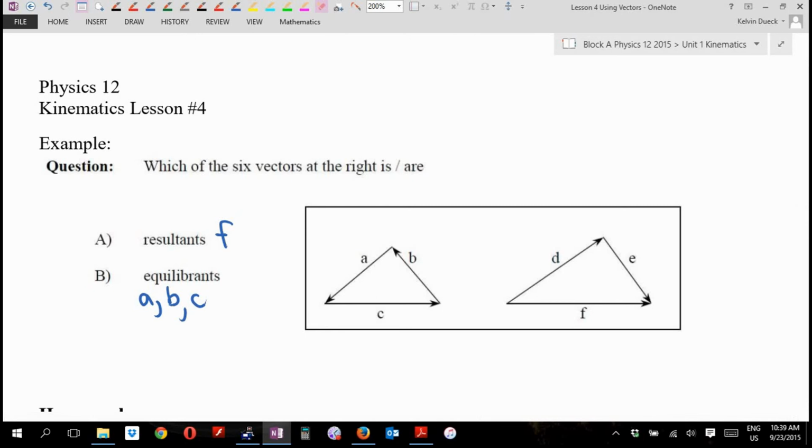A really nasty question would be, hey, which of those are subtraction questions? I think one of these might actually be the answer to a subtraction. In fact, I think vector E is vector D minus vector F, but I'd have to muck around with it for a while. I'm not going to ask you that. That's way too tough.